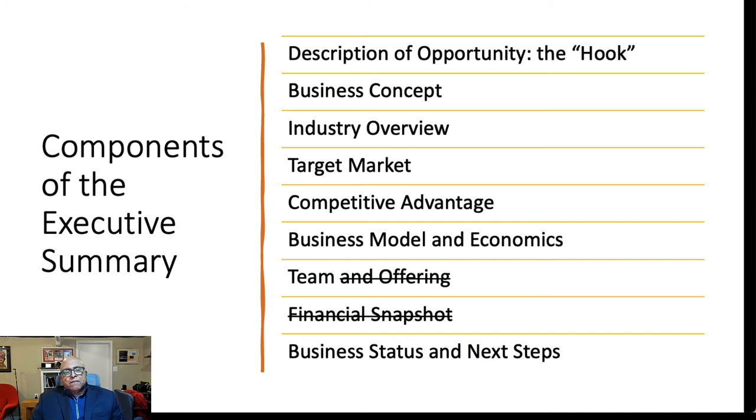So, what are the components of this executive summary? The executive summary always starts out with a description of the opportunity. When I'm talking about these components, you can think about them as paragraphs in the executive summary, because each one of them deals with a separate topic, one and only one topic. So the first paragraph would be the description of the opportunity. We often call this the hook, and I'll get into that more in a minute.